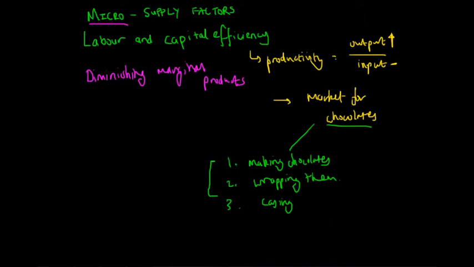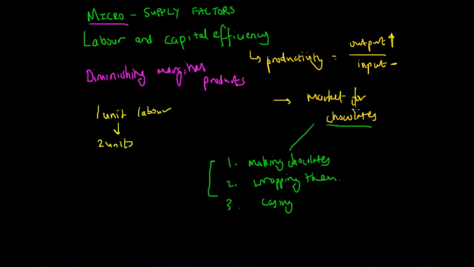And now let's assume that we have one labour unit. So we have 1 unit of labour at the moment. What this means is that one person needs to make the chocolates, they need to wrap them up, and then they have to case them for distribution. This can often be very ineffective. And so let's increase this to 2 units.